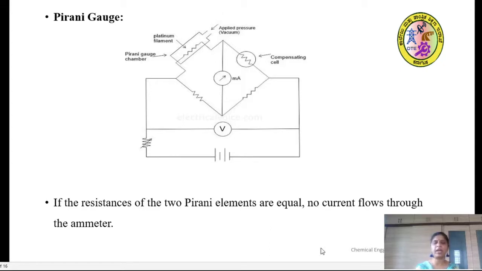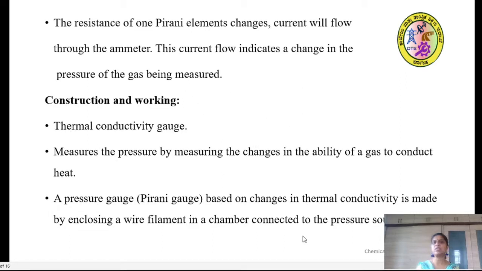Here also in the Pirani element, if the resistance of the two Pirani elements are equal, no current flows through the ammeter. As the resistance of the Pirani element changes, the current will flow through the ammeter. A flow of current will indicate the change in the pressure of the gas which has to be measured. So the Pirani gauge is also called a thermal conductivity gauge.